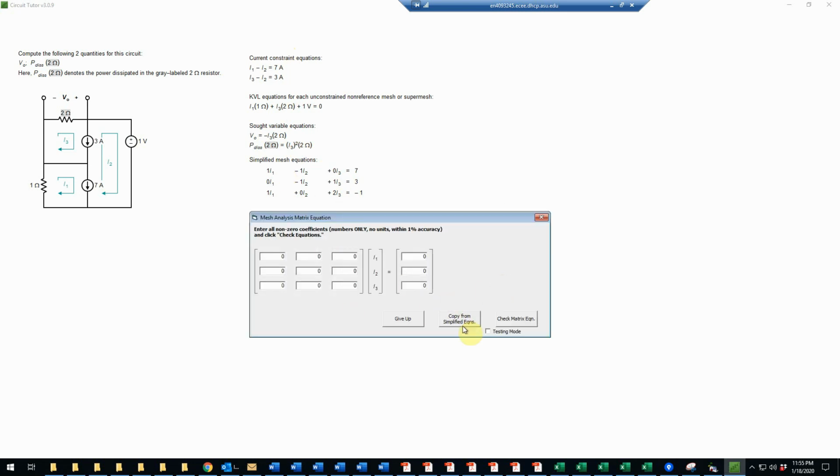So all we have to do here is to click the button that says copy from the simplified equations. And now we can verify that these, in fact, make sense because, for example, the first equation just says 1 times I1 minus 1 times I2 plus 0 I3 is equal to 7. So that's the first equation here. The second one would just be 0 times I1 minus 1 times I2 plus 1 times I3 is equal to 3, and so forth. So these are the correct equations.